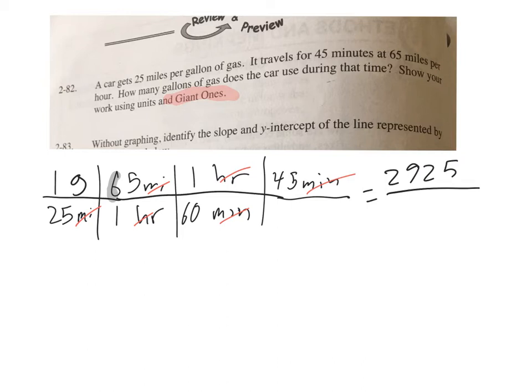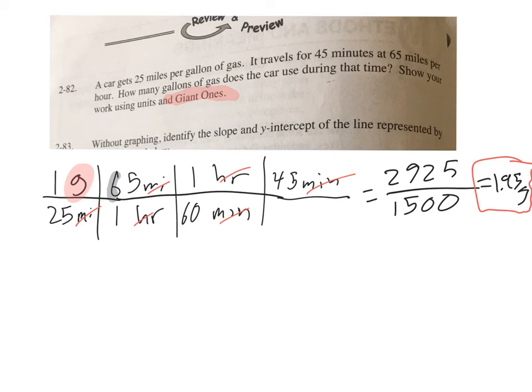And then I have 25 times 60, which I can also use a calculator for. So 25 times 60 is 1,500. Then the last thing I'm going to do is 2925 divided by 1,500, and I get 1.95. And so I must have used about 1.95 gallons, because gallons is the only unit that I have left, right? So that must be my answer: 1.95 gallons.